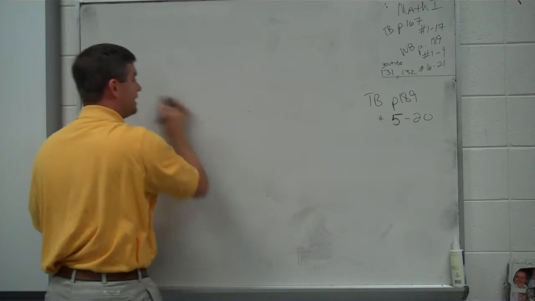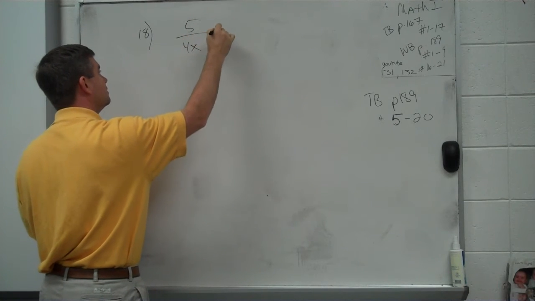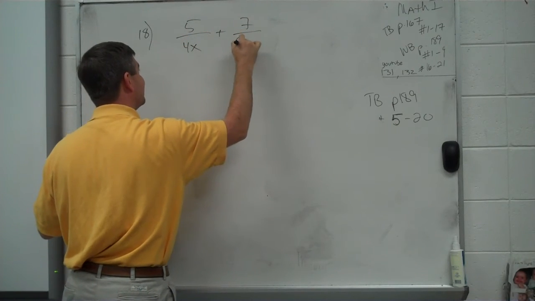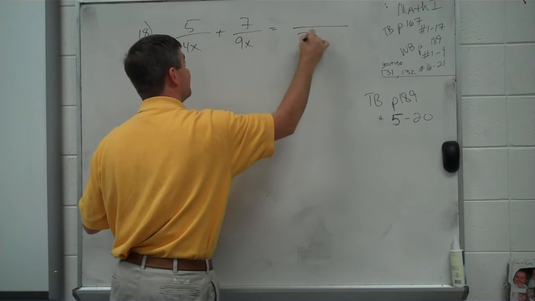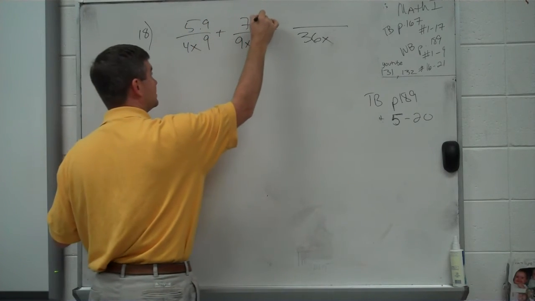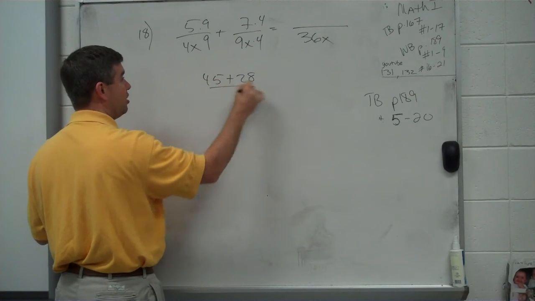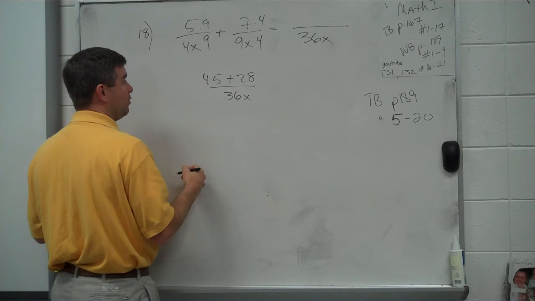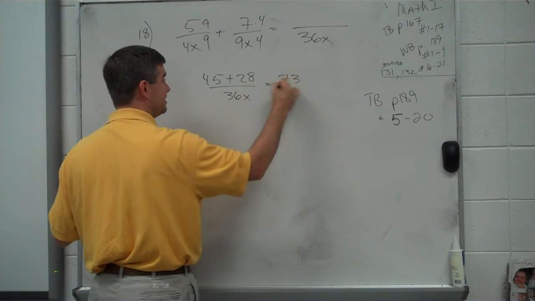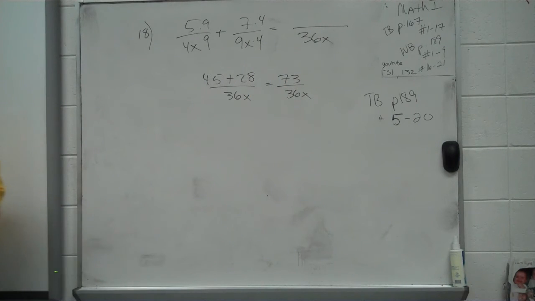Moving right along. 18, read it out. 5 over 4x, plus 7 over 9x. Thank you. Over what? What's your LCM? 36x. So I need to multiply this one by 9 over 9. I need to multiply this one by 4 over 4. Is that right? So that'd be 45 plus 28 all over 36x. What's 45 plus 28? 73 over 36x. Do I have an LCM? Can I cancel 73 over 36? No, not 3. I don't think so. Is 73 prime? Yeah. So you're done. That's all you can do.